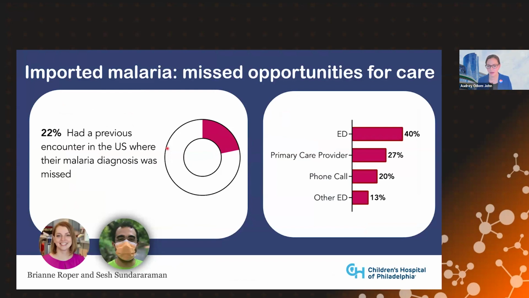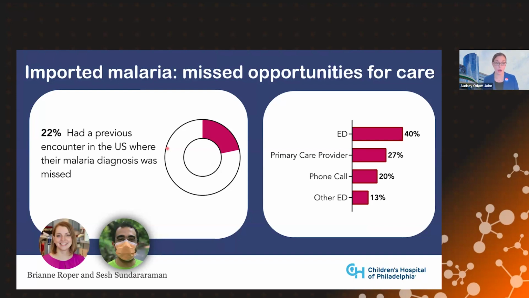We see a lot of imported malaria from travelers at our institution, the Children's Hospital of Philadelphia, and we recently did an epidemiologic study of these imported malaria cases. This was work led by Brian Roper and Saish Sundar Arman in my lab. I bring this up because it highlights one of the biggest challenges in malaria, which is diagnosing it.